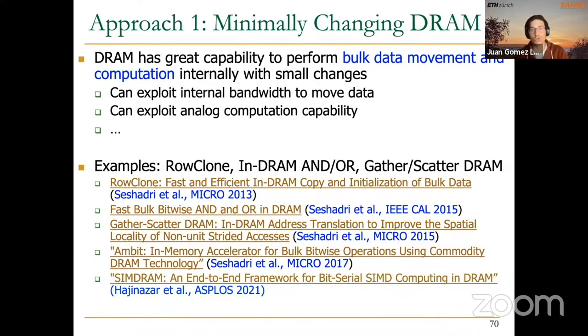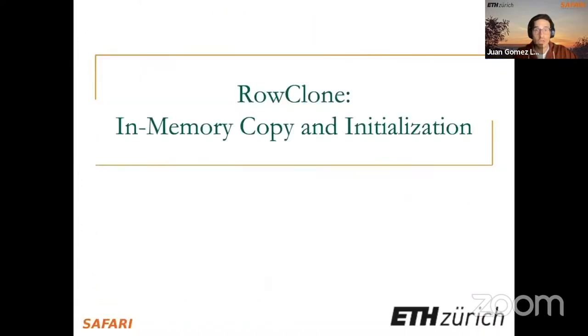And what I want to show you is two examples that I consider classic, in the sense that they are very pioneering in what they propose and have produced a lot of impact in academia and in industry as well. So the very first one is RowClone, in-memory copy and initialization.